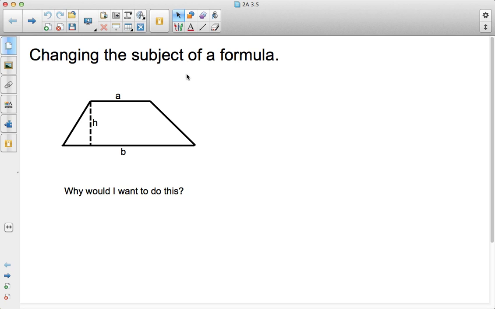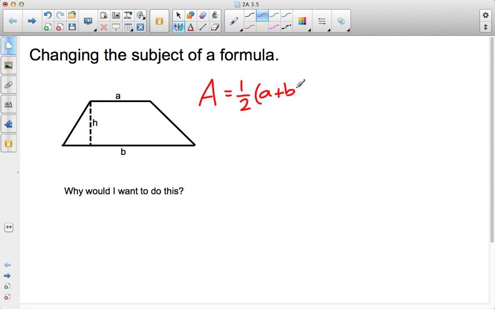So today we're going to be talking about changing the subject of a formula. In order to do that, let's go back to our trapezoid. So we know, or maybe we don't, but we should, because we just did it, that to find the area of a trapezoid, you take 1/2 times (a plus b), so you find the average of the two bases, the top and the bottom, and you multiply it by the height.